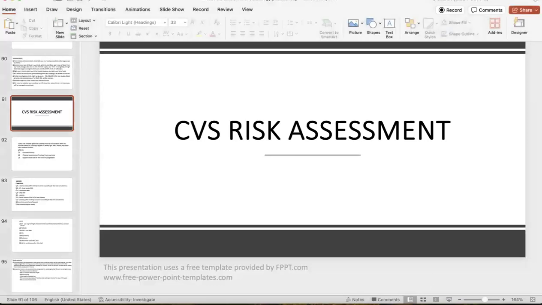All right, everyone, let's start again. Stop sharing, and I'll just share the note of CVS risk assessment. So CVS risk assessment comes in the exam, and it's an easy case if you know what to say. It's a better case than a chest pain case.